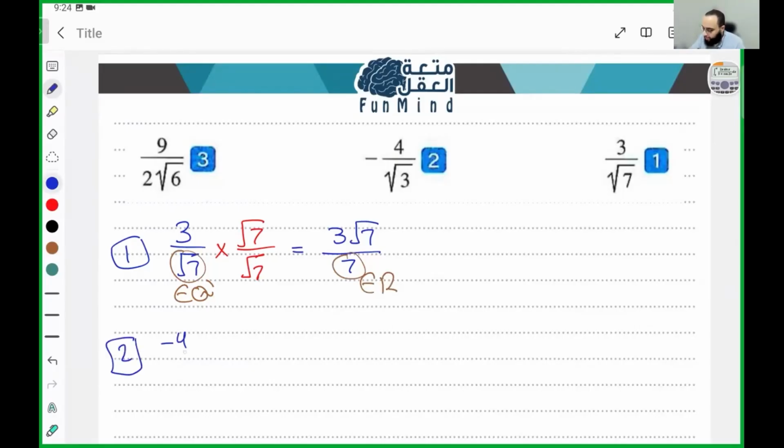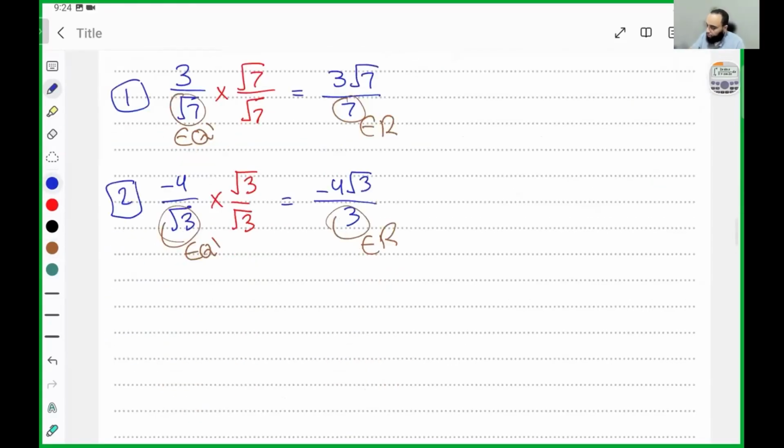What about the next one? Also multiplied by root 3 up and down. It's negative 4 root 3 over 3. The denominator was irrational, and right now it's real. This is what we want.